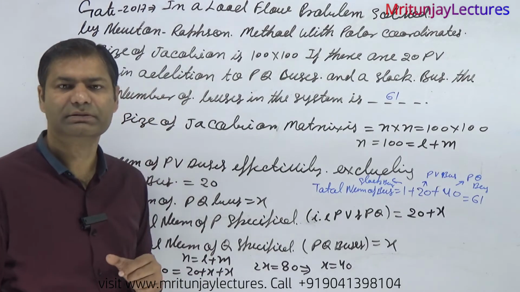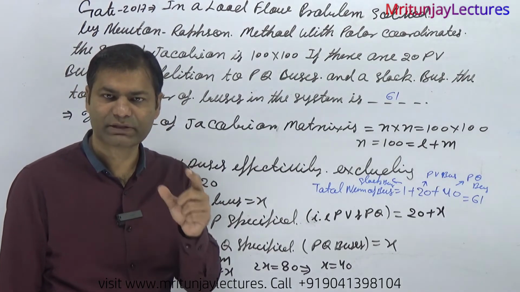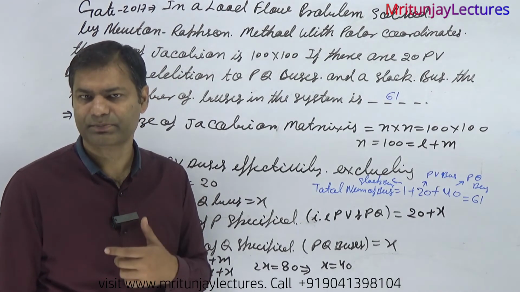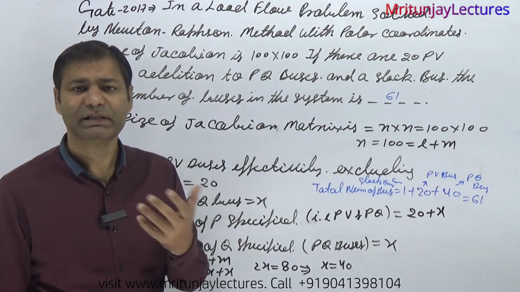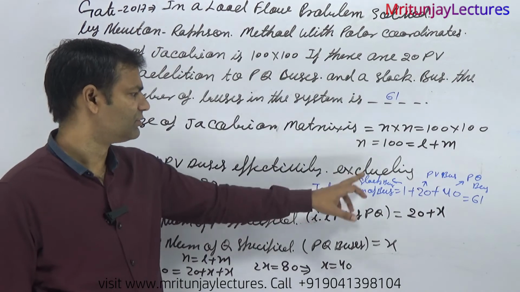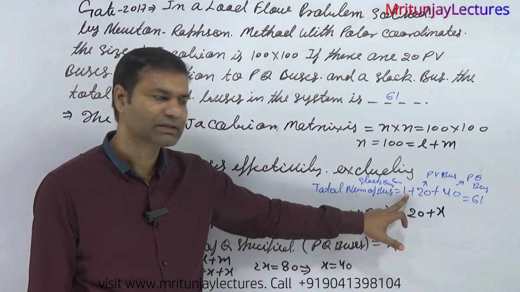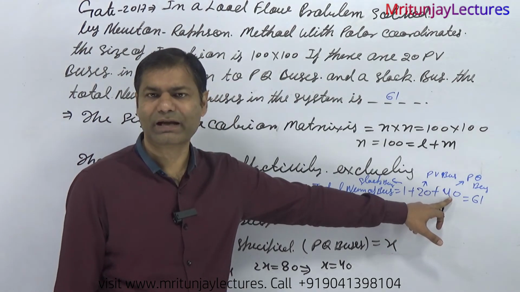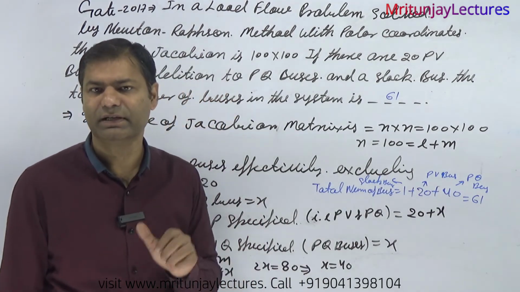What about the total number of buses? According to the Newton Raphson method, the total number of buses is the slack bus plus the PV buses plus the PQ buses. That is 1 plus 20 plus 40. So finally the answer is 61.